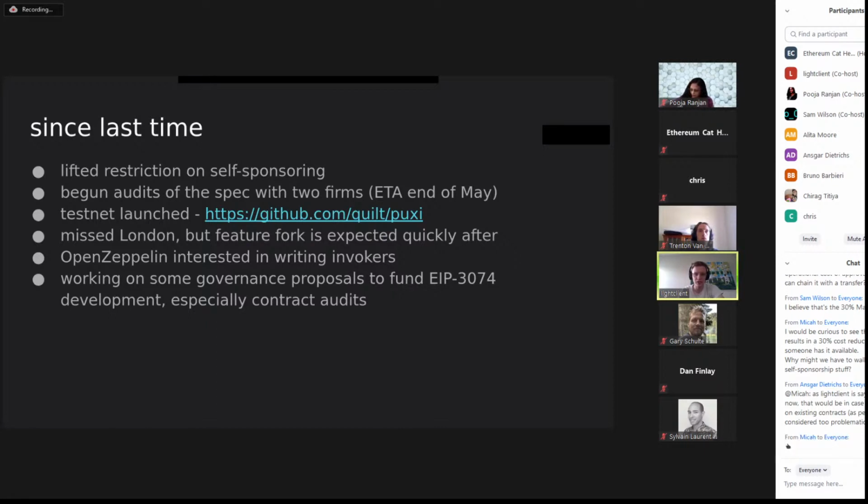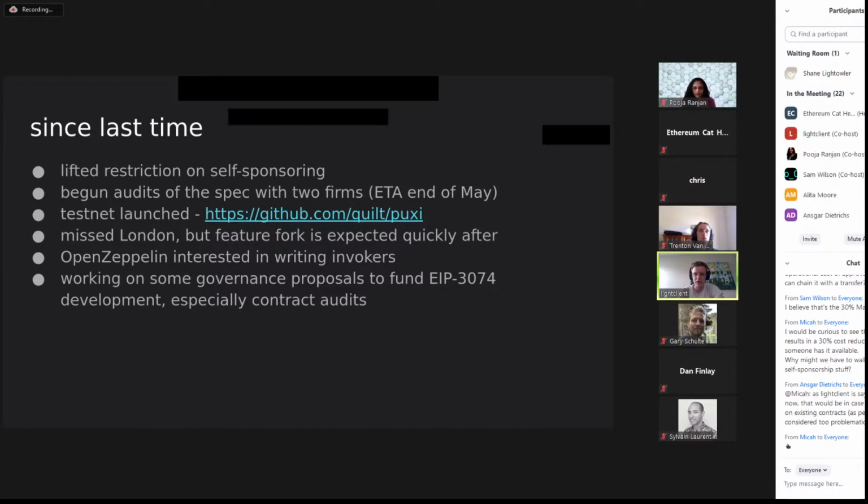And so I've got this link here to the Pushy testnet, which we're planning to keep running until there is confidence 3074 is going to go into mainnet and we can actually get it on Rinkeby and Ropsten. So all the information is in that link, and you can see exactly how to connect and deploy contracts there.